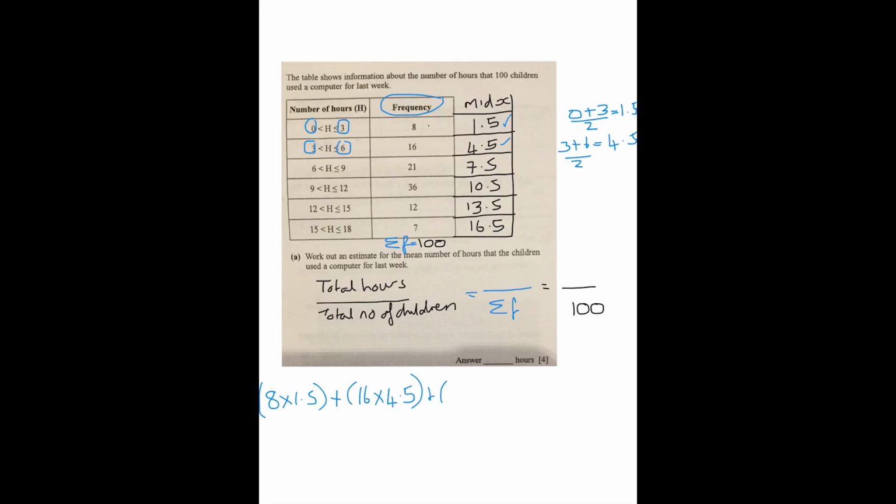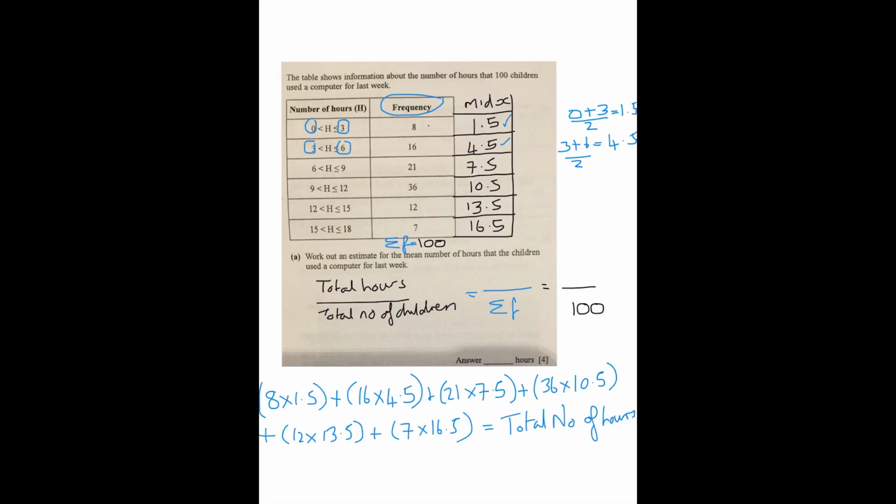Likewise, I have to add on 21 times 7.5 and 36 times 10.5 and 12 times 13.5 and 7 times 16.5. And all of those products added together will give me the total number of hours spent on the computer.